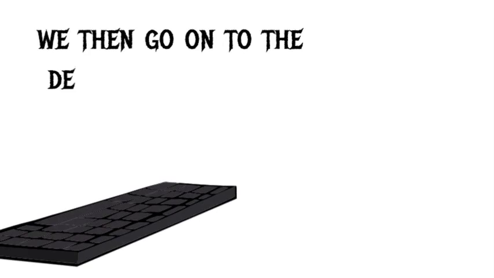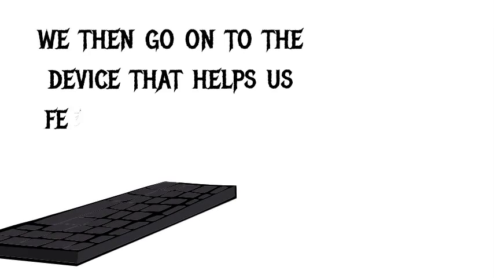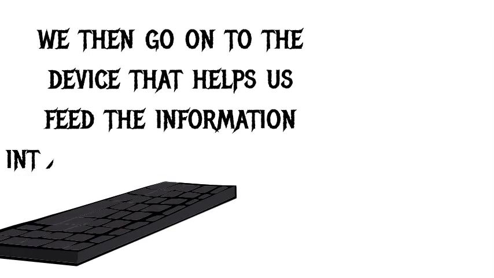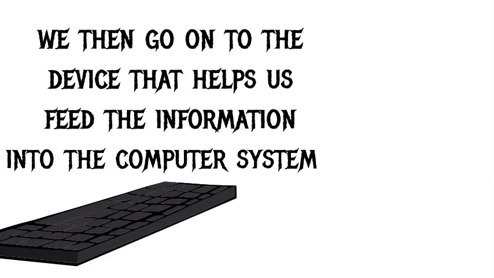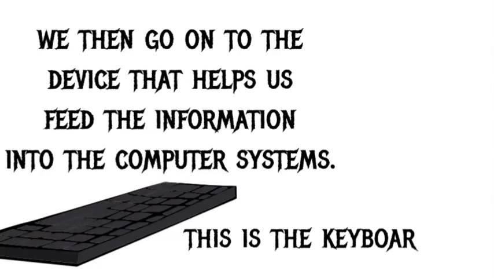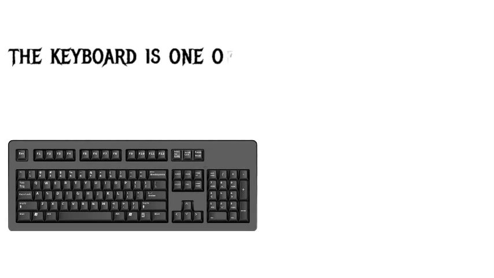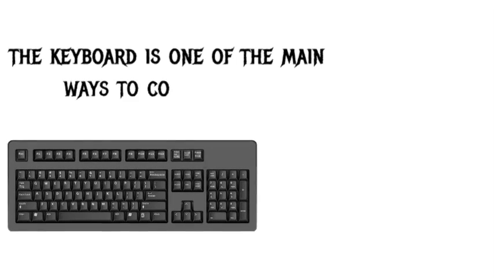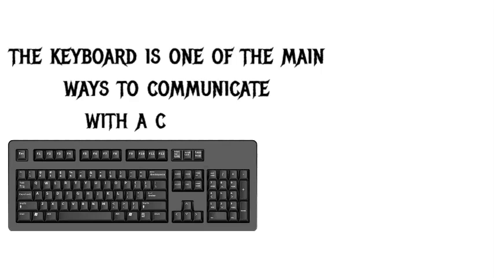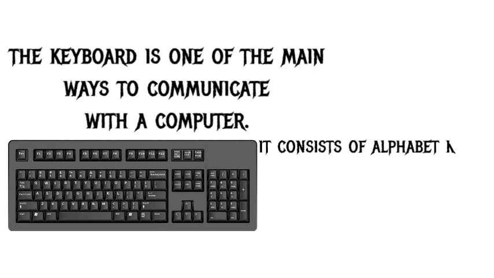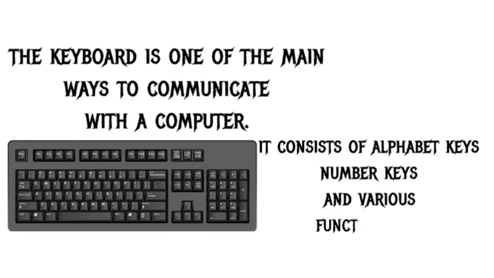We then go on to the device that helps us feed the information into the computer systems. This is the keyboard. The keyboard is one of the main ways to communicate with the computer. It consists of alphabet keys, number keys, and various function keys.